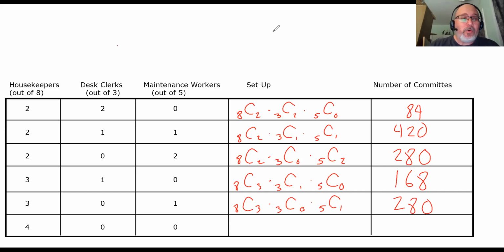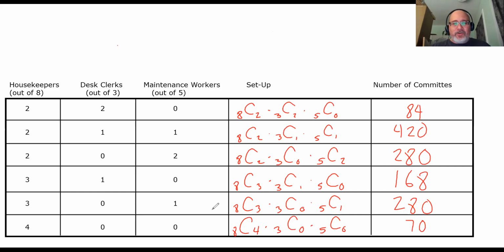And on the last row, where we pick 4 housekeepers, no desk clerks, and no maintenance workers, of the 8 housekeepers, we choose 4. Of the 3 desk clerks, we choose 0. Of the 5 maintenance workers, we choose 0. And that ends up being 70.